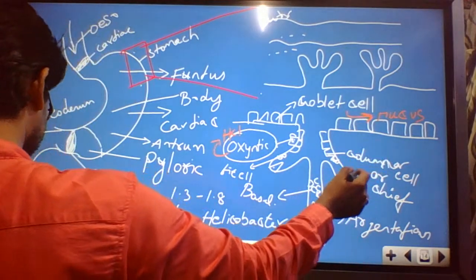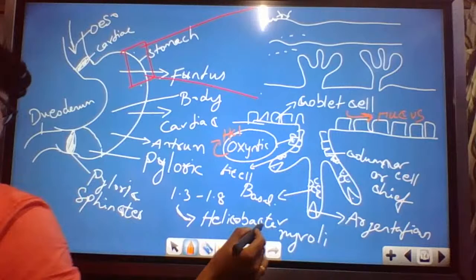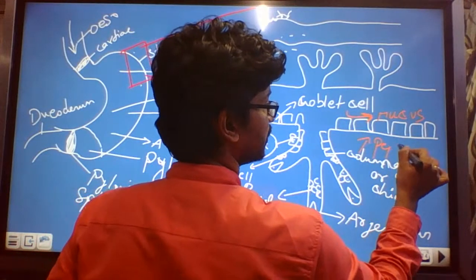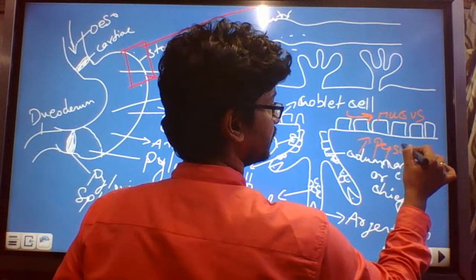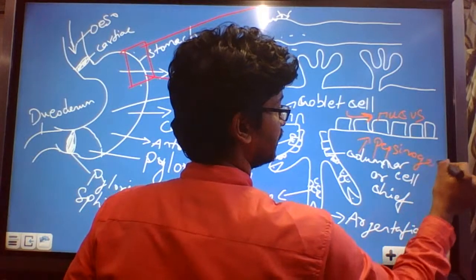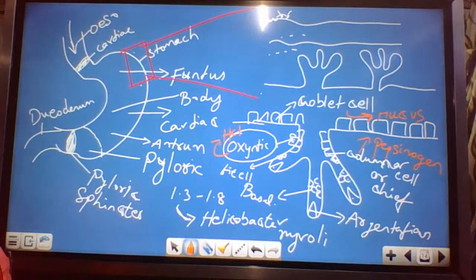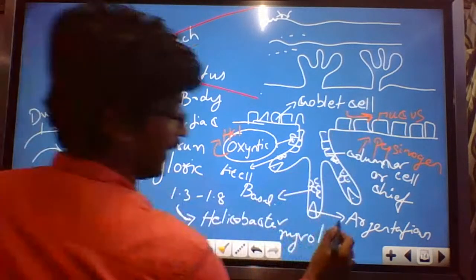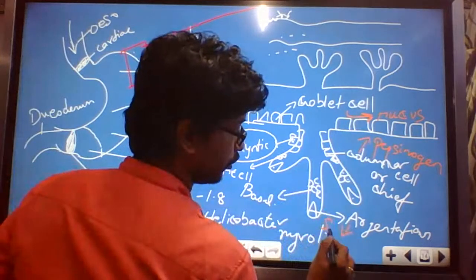Next we have the columnar cells. The columnar cells secrete pepsinogen and renin. The milk proteins like the pepsinogen, the renin, all these things can be produced.